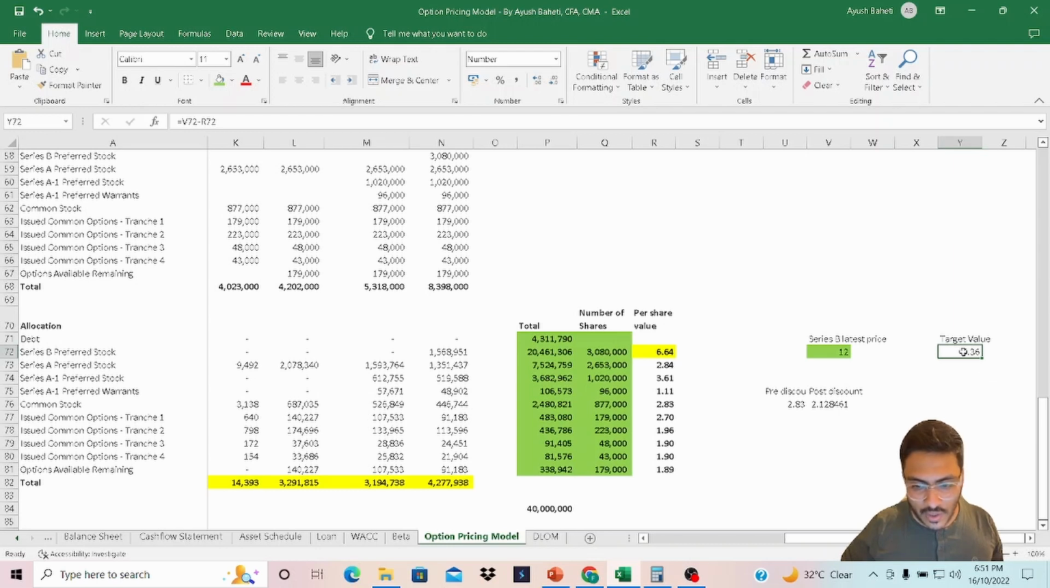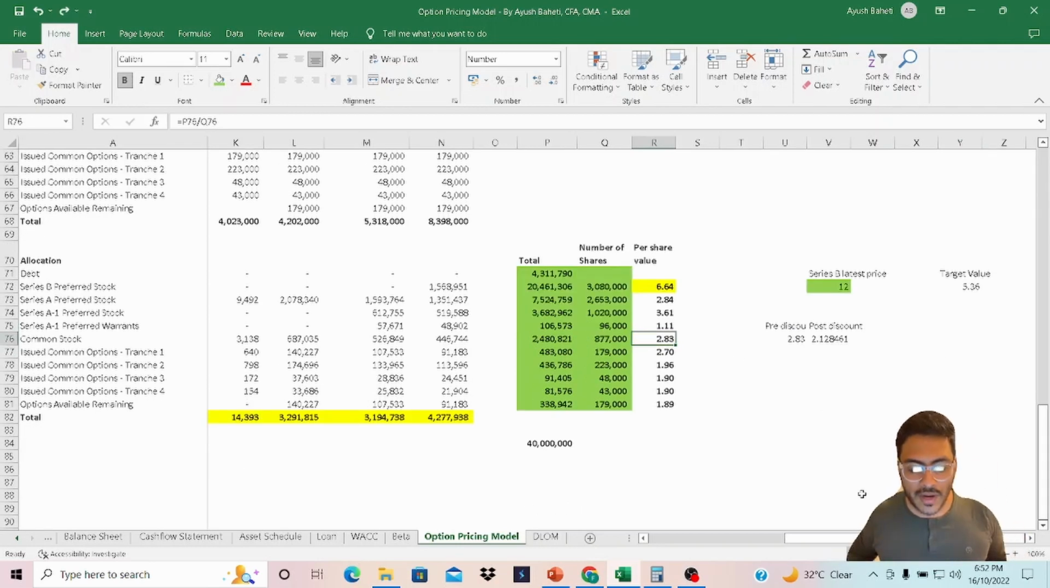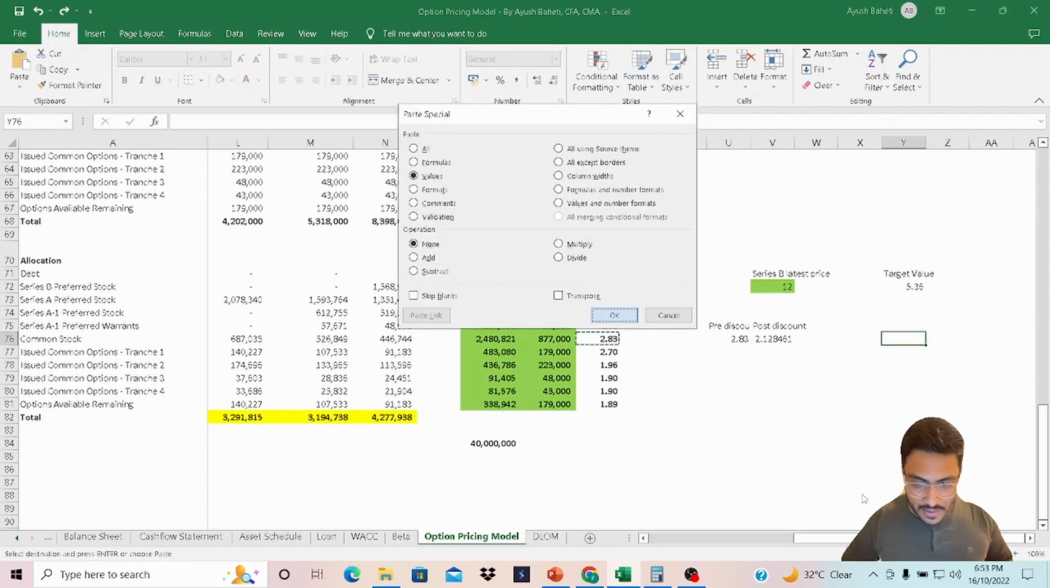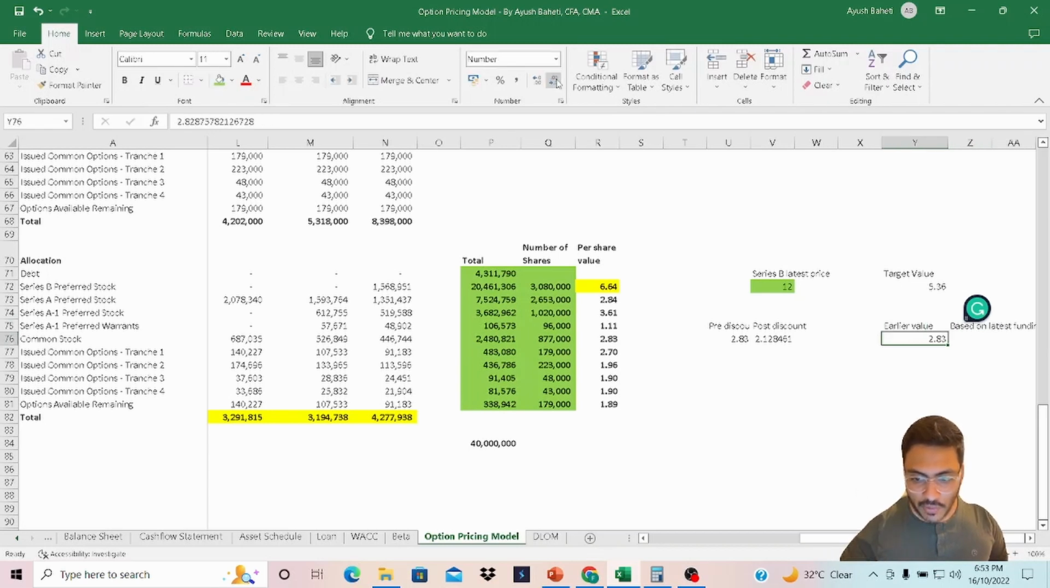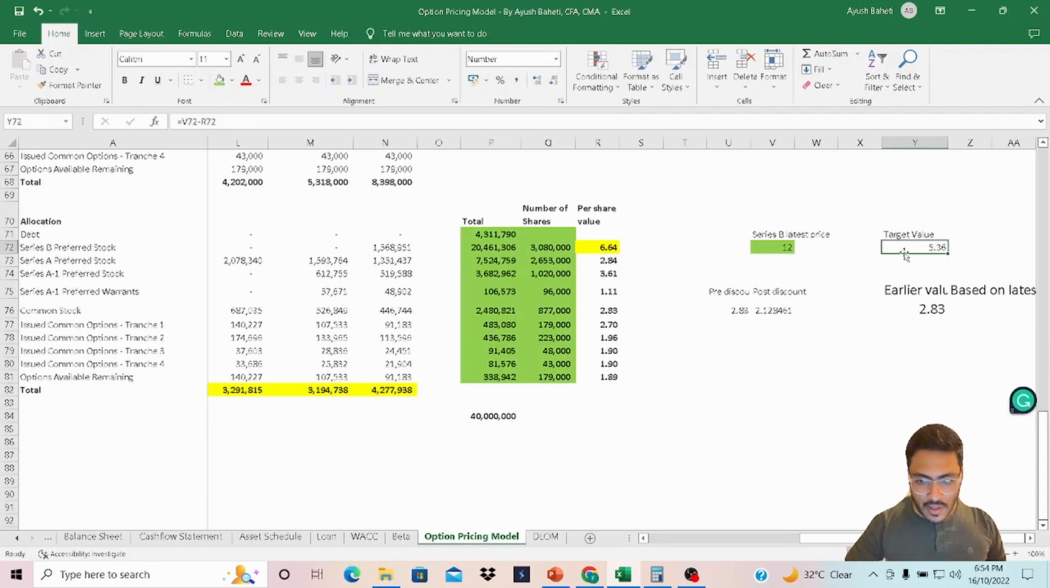Our target value is 0. We want this implied value of Series B to be 12. Before calculating the enterprise value, I just want you to note one thing. Right now the value of common stock is 2.83. So we will paste the value over here. This is the earlier value, and this is based on the latest funding, and this is before the marketability discount. We are going to see how this value would change. Let's use the Goal Seek function, Alt-TG.